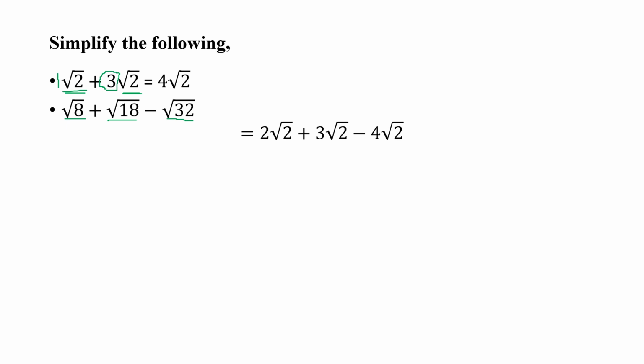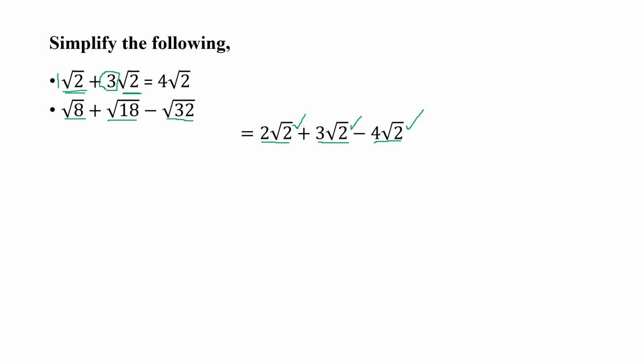Right, now let's express root 8 in the form a root b. It simplifies to 2 root 2. Then root 18 simplifies to 3 root 2. And finally, root 32 simplifies to 4 root 2. Right, now that these numbers under the square root are the same, this means these three terms are now like terms.